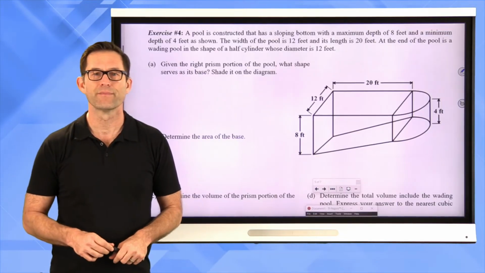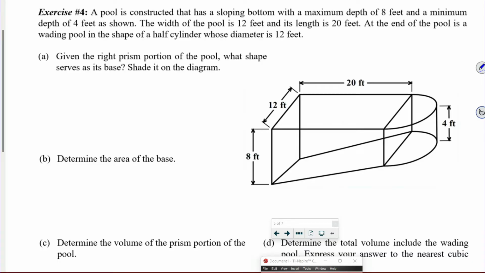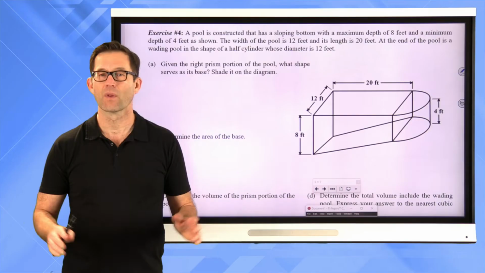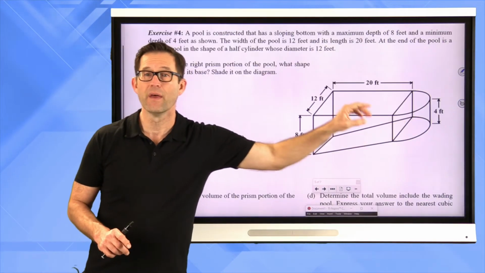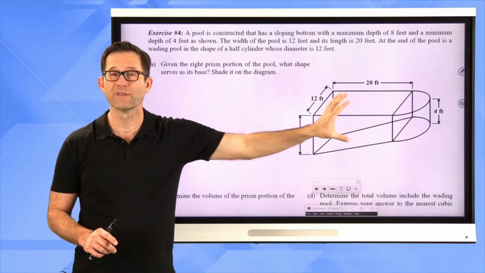Exercise number 4. A pool is constructed that has a sloping bottom with a maximum depth of 8 feet and a minimum depth of 4 feet as shown. The width of the pool is 12 feet and its length is 20 feet. At the end of the pool is a wading pool in the shape of a half cylinder whose diameter is 12 feet. Letter A. Given the right prism portion of the pool, what shape serves as its base, shaded on the diagram? All right, so I claim that this, without this portion, is a right prism.